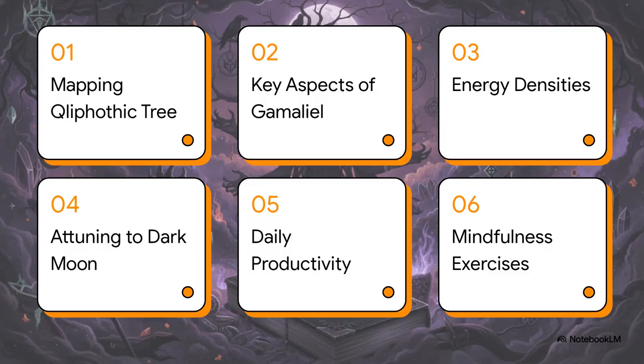So, here's our roadmap for today. To make sure we navigate the shadows safely, we've got a really logical structure. First up, mapping the Qliphothic tree. Then, key aspects of Gamaliel. From there, we'll look at comparing Qliphothic energy densities, attuning to the dark moon, Gamaliel for daily productivity, and wrap up with mindfulness and shadow exercises.